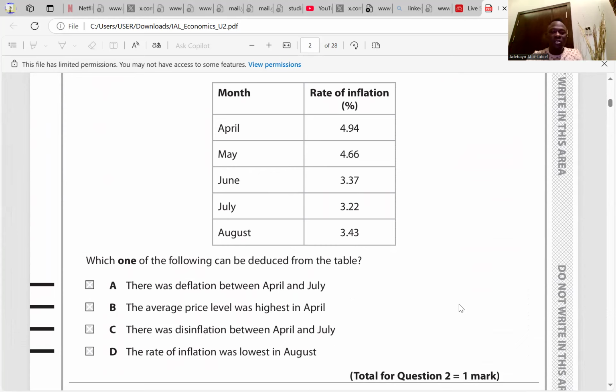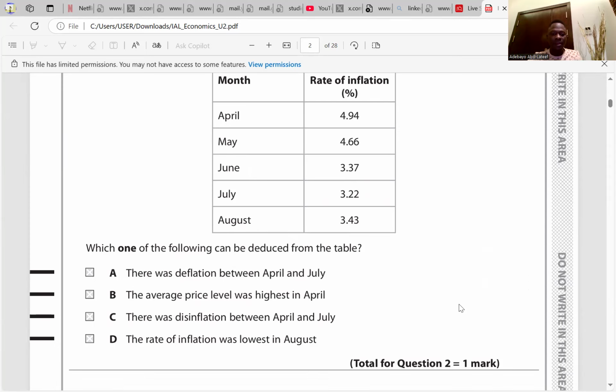The average price level was highest. Well, we don't have price level here. There's no price level, there's no CPI, so we don't talk about price level. There was disinflation between April and July. Disinflation is a fall in the rate of inflation, which is a positive fall in the inflation rate. So that's the answer, C.